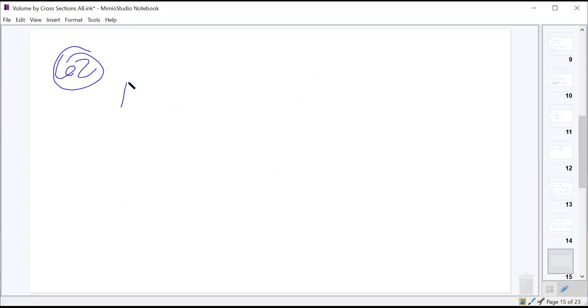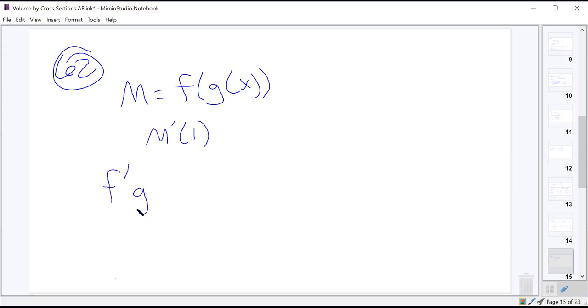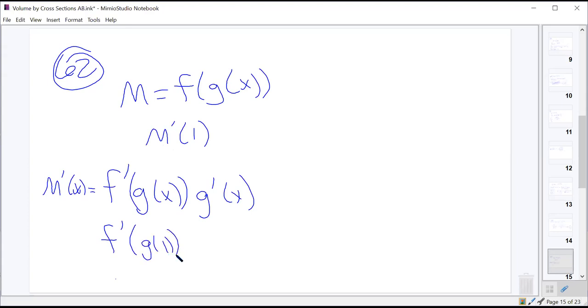Says we have the function m, which is f of g of x, and we want to find m prime of 1. And so back when we were reviewing our derivatives, I was like, chain rule, right? When you take the derivative of the composition of a function, we want to remember the formula for the derivative of f of g of x is f prime of g of x times g prime of x. So that should be m prime. And we want m prime of 1. So m prime of 1 should be f prime of g of 1 times g prime of 1.